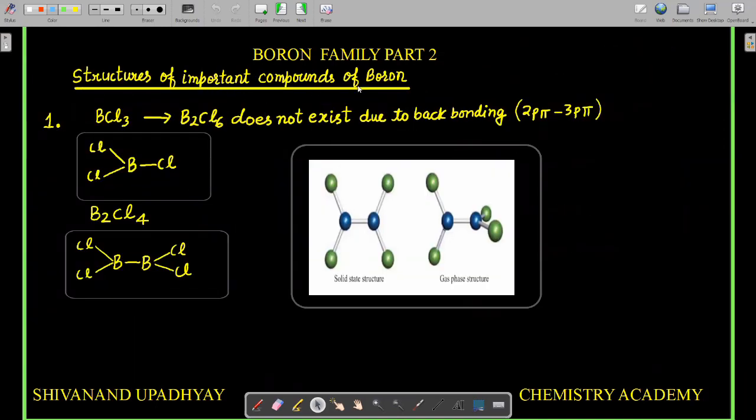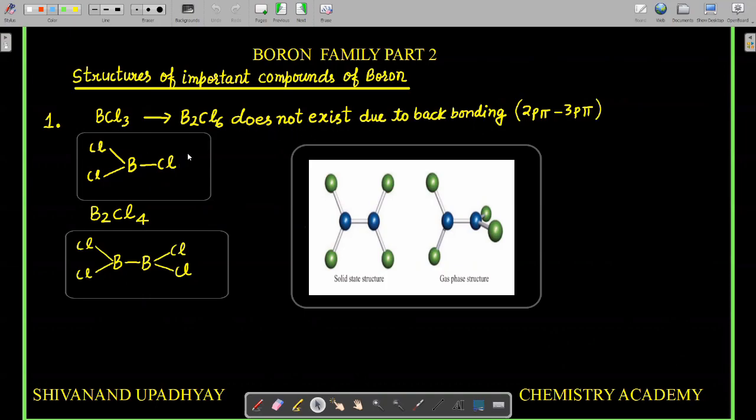Structures of important compounds of boron. So the first structure is BCl3. We know that BCl3 has a trigonal planar structure. From hybridization we can calculate that. We can find out here that there is no dimerization, though it is a Lewis acid and its octet is not complete, B2Cl6 does not exist.